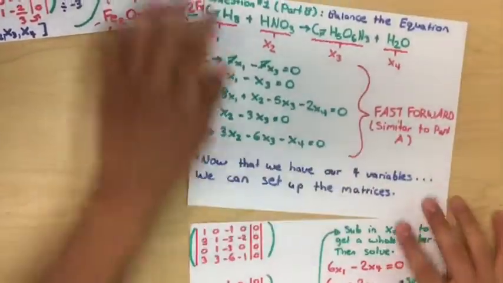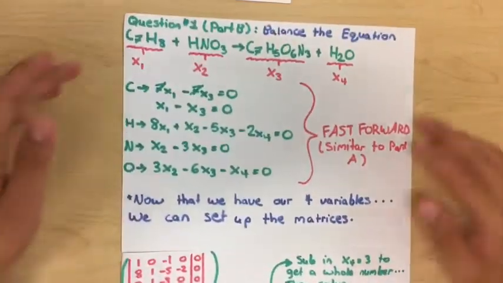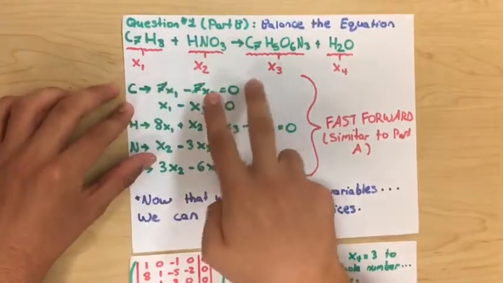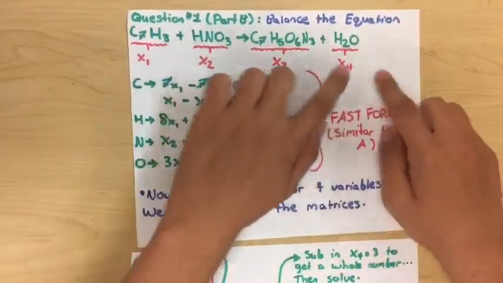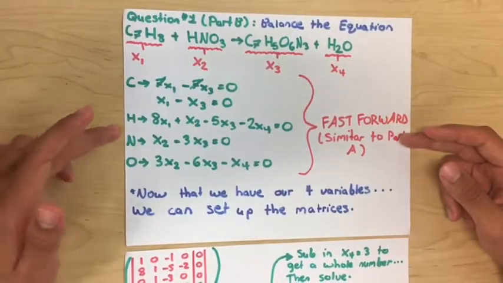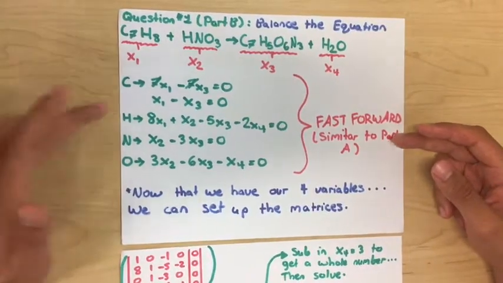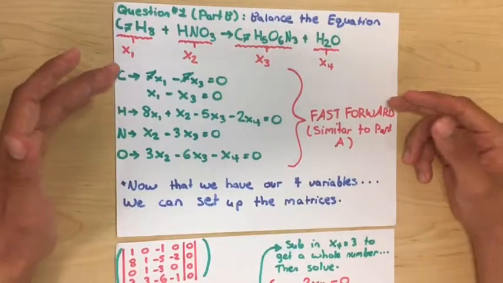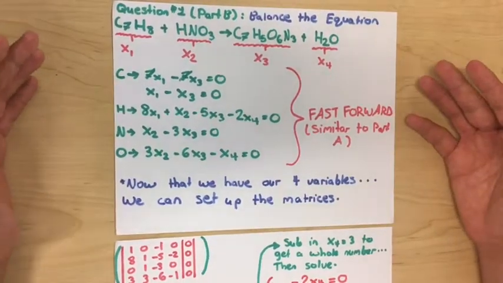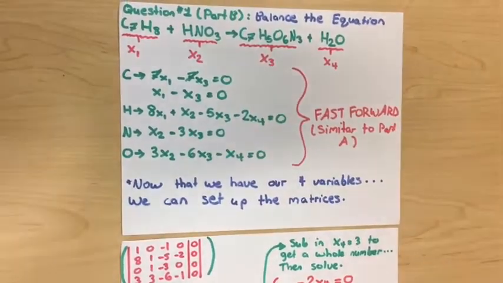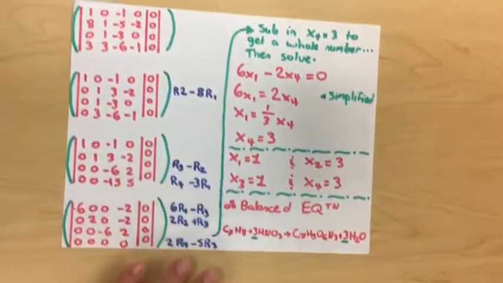And now for the part B question with the different formula that we had to balance. Pretty much the exact same process. I looked at each molecule as a separate variable, x1, x2, x3, x4, and I did the exact same process where I put it into equations and put them all on the left side. I just fast forwarded it pretty much. And the only difference with this part is I have 4 variables instead of 3. And after having my 4 equations and variables, I set up the matrices again, right over here.